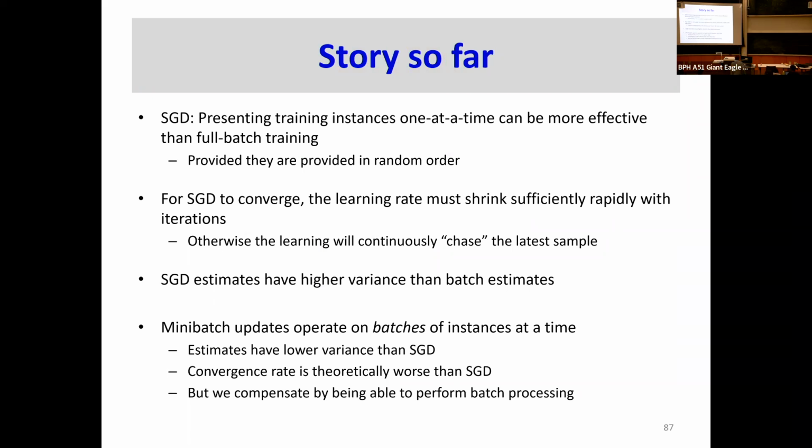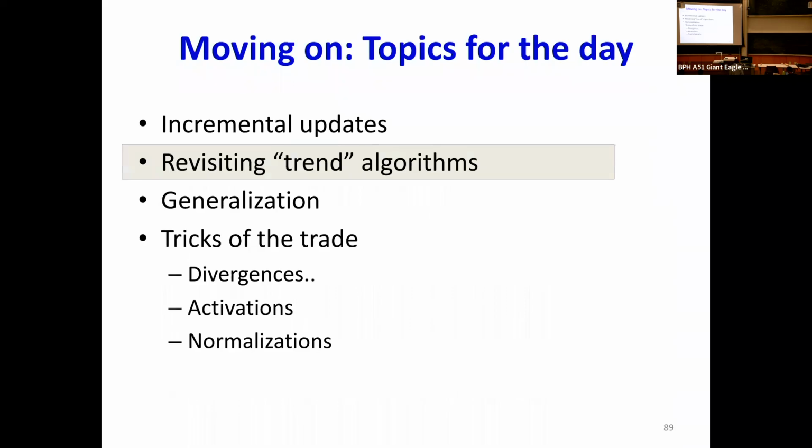The convergence rate turns out to actually be theoretically worse than for SGD. In practice, it actually ends up behaving better, right? Also, because we get the benefits of batch processing that we have these days, overall it behaves much better. So that's what we do.